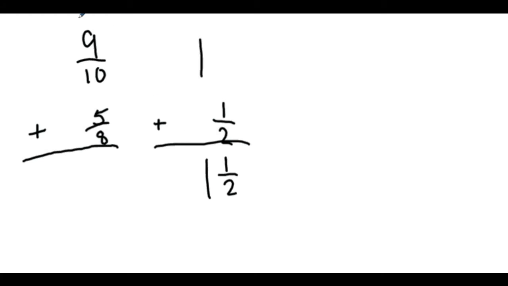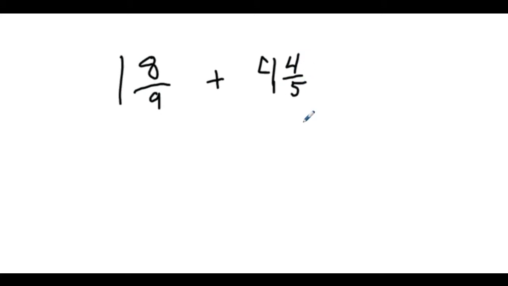Let's try one more. So now we're going to look at 1 8/9 plus 4 4/5. Now that we're looking at something that's a mixed number, it's a little bit different, but it's not much different at all. You'll see very quickly.